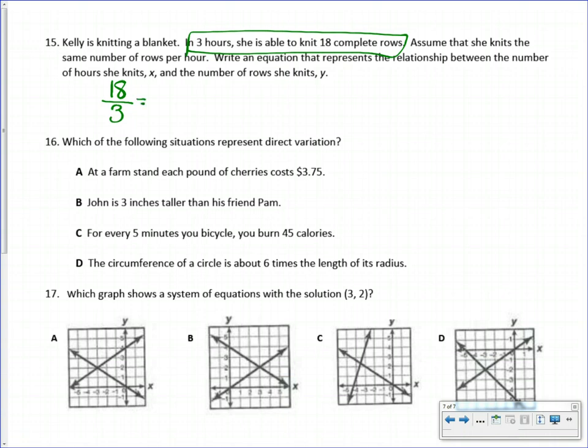So we want to know how many rows is that for 1 hour. 18 divided by 3 is 6. So 6 rows in 1 hour. So my equation would be y equals 6x.